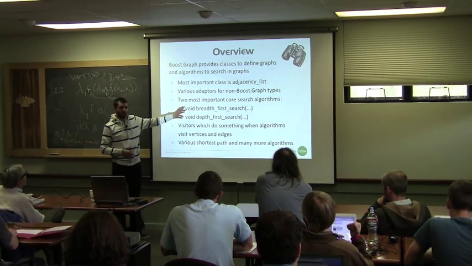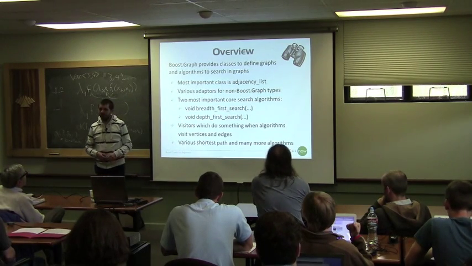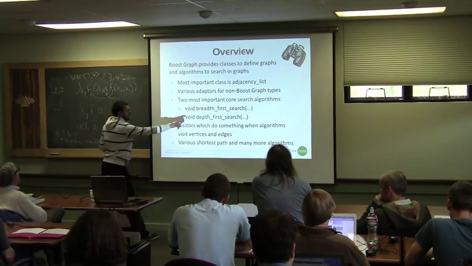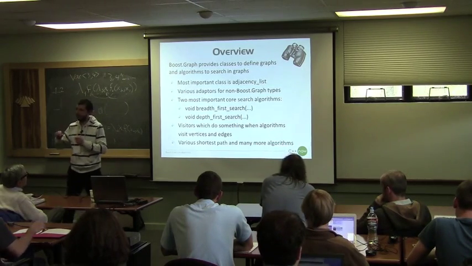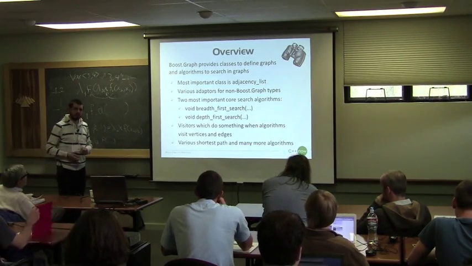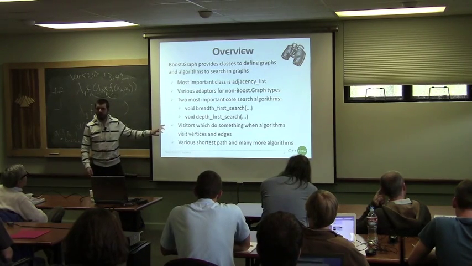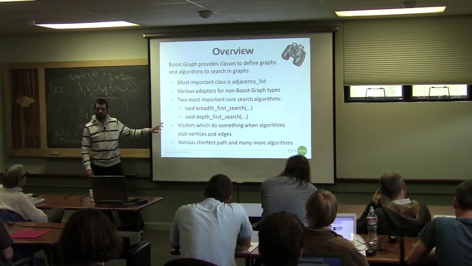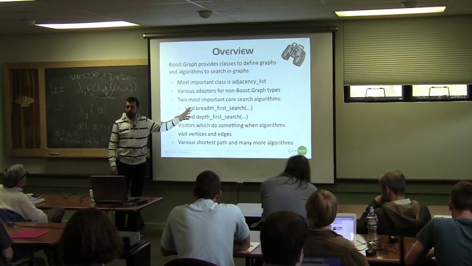So how do the algorithms work? They work with visitors. So what you have to do if you use these two algorithms from Boost.Graph, you pass a visitor here. And what these algorithms do, they just walk from one vertex to another. And whenever they find something interesting, they tell your visitor, by the way, there's a new vertex. Or, by the way, there's a new edge, a new line between the vertices. So it all comes down to the visitors, what you're going to do with these two algorithms.